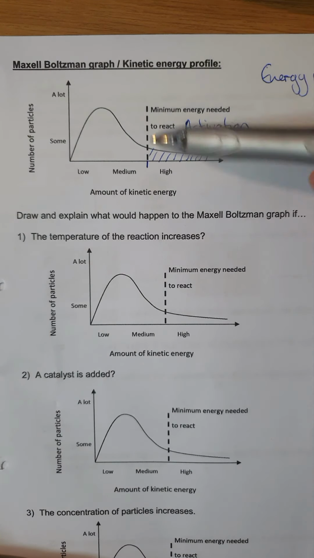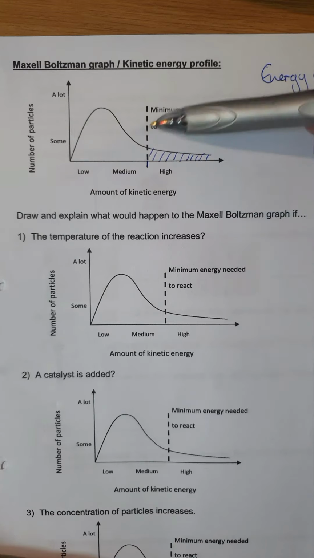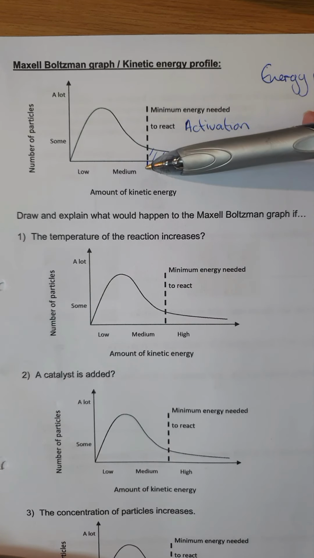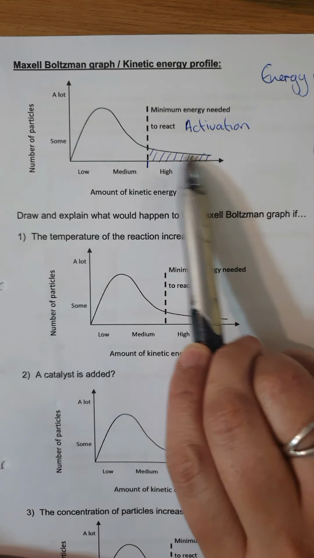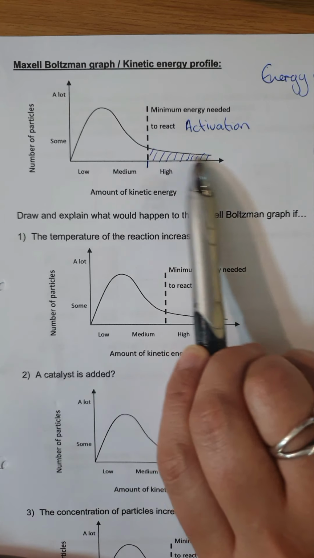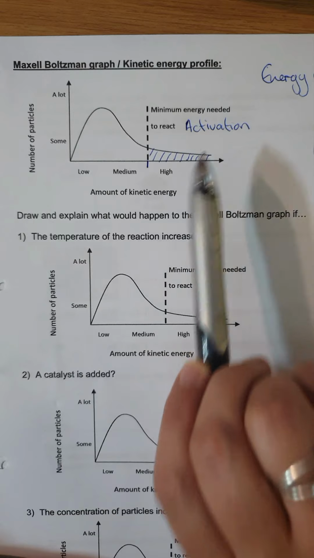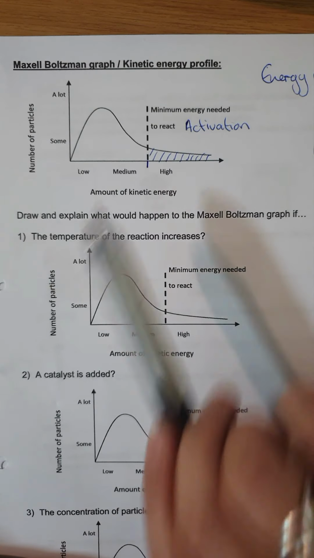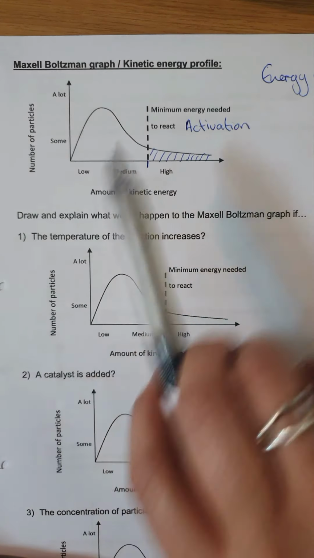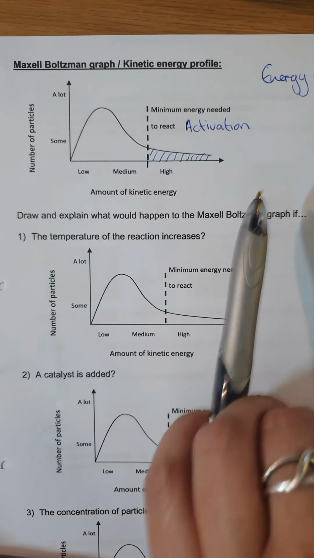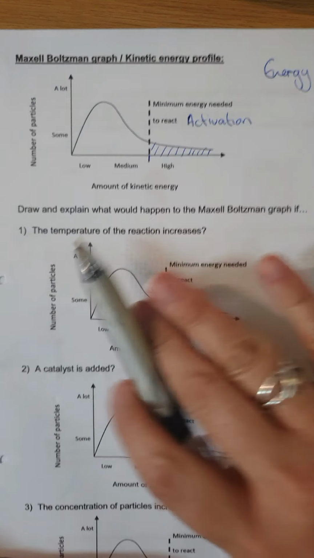We want to try and do a number of things. We want to maybe move that line up and down, or somehow we want to increase that number. Now remember, the area underneath never changes in size, but the shape of the graph can. So let's take a look.